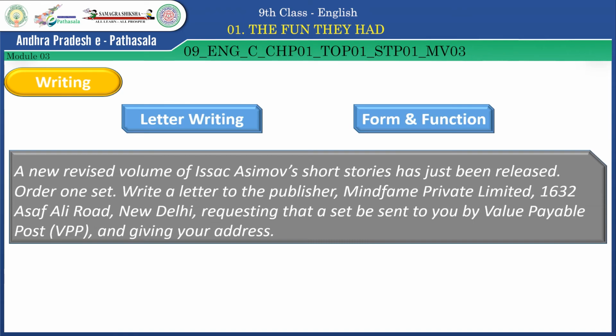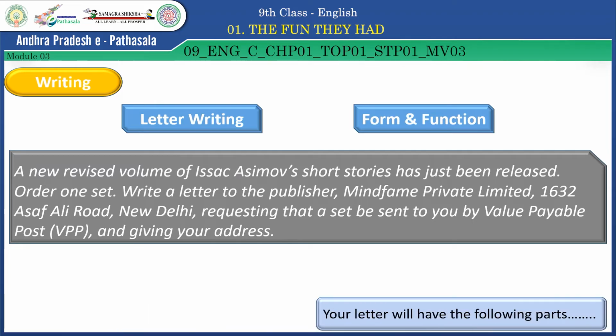Here is the question. A new revised volume of Isaac Asimov's short stories has just been released and you have to order one set. Write a letter to the publisher with the following address: Mindfame Private Limited, 1632 Asafali Road, New Delhi, requesting that a set be sent to you by value payable post and giving your address. Your letter will have the following parts.